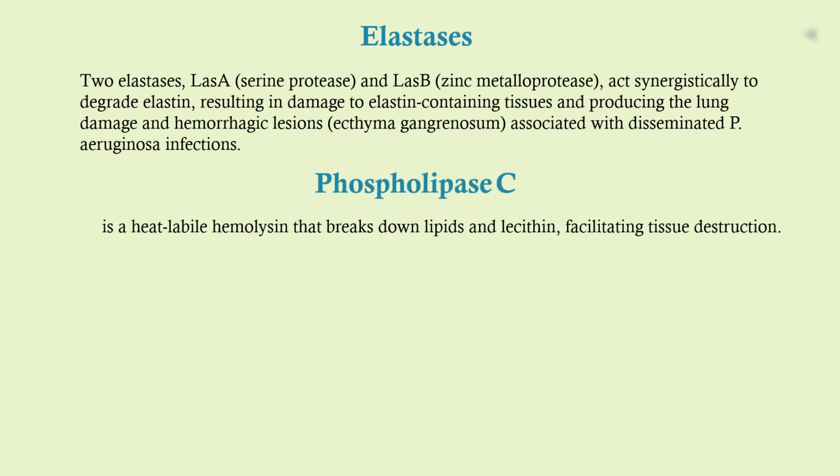Second factor is phospholipase C. This factor is a heat-labile hemolysin that breaks down lipids and lecithin, facilitating tissue destruction. The exact role of this enzyme in respiratory and urinary tract infection is unclear. Also, an important association between hemolysin production and disease has been recognized. Many other bacteria have this enzyme, such as Clostridium perfringens, Listeria monocytogenes, or Mycobacterium tuberculosis.